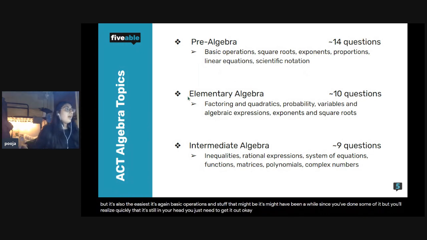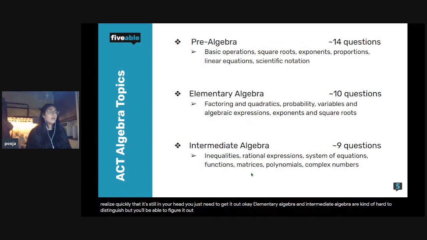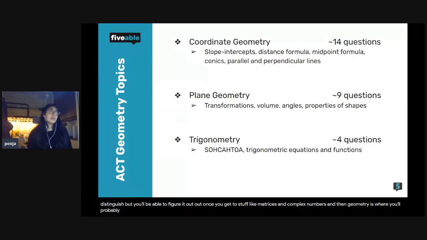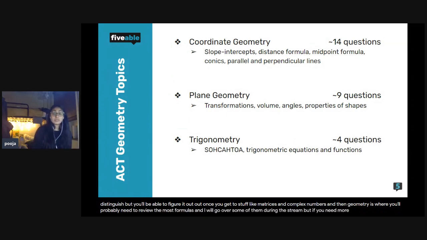Elementary algebra and intermediate algebra are kind of hard to distinguish, but you'll be able to figure it out once you get to stuff like matrices and complex numbers. And then geometry is where you'll probably need to review the most formulas. I will go over some of them during the stream, but if you need more resources afterwards, of course, I would be happy to provide them for you.